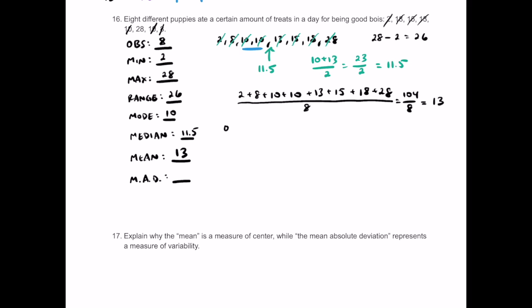Now for the MAD. Let's write our observations. We have 2, 8, 10, 10, 13, 15, 18, and 28. Those are the observations, and we can go ahead and do the mean. The mean is the average that we already found, so that's 13. I'm just going to write it 8 times so we have it next to each observation.